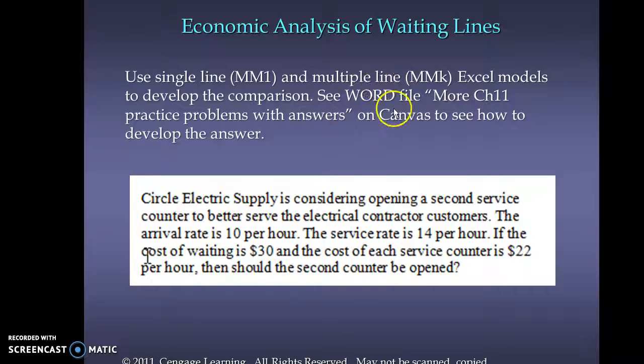The answer to this is broken down here in the Chapter 11 practice problems with answers file. This company is considering opening a 2nd service counter. They currently have 1. Arrival rate lambda is 10 per hour. Service rate mu is 14 per hour. Cost of waiting is $30 per hour. The cost of each service counter is $22. Should they open a 2nd counter? So let's look at this.